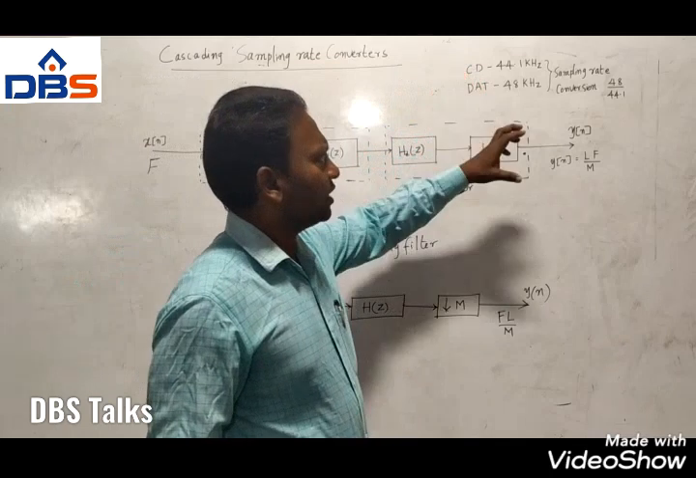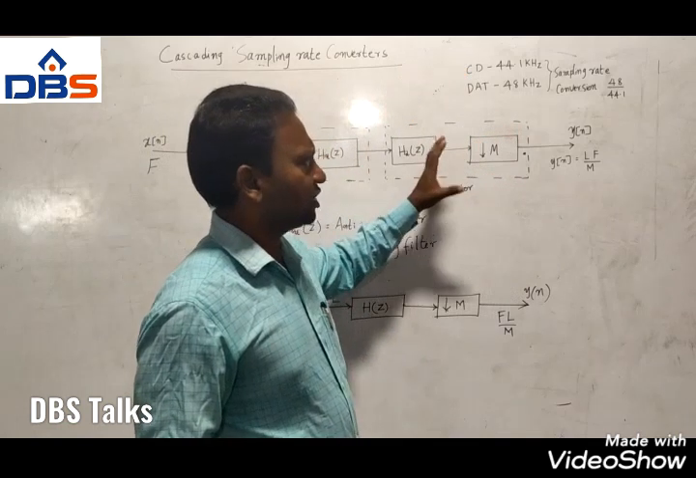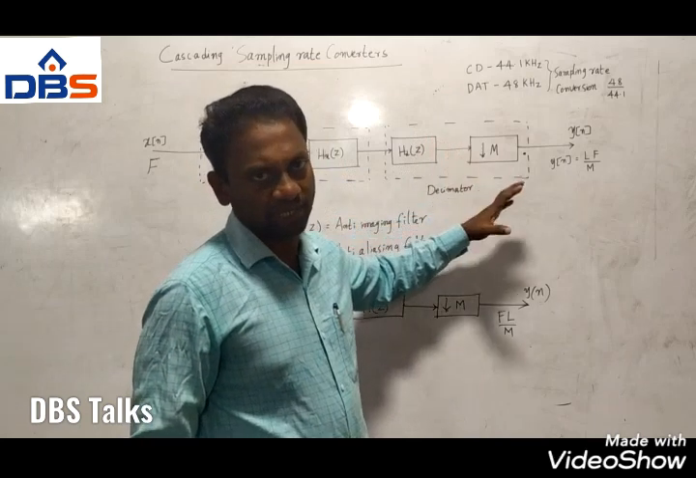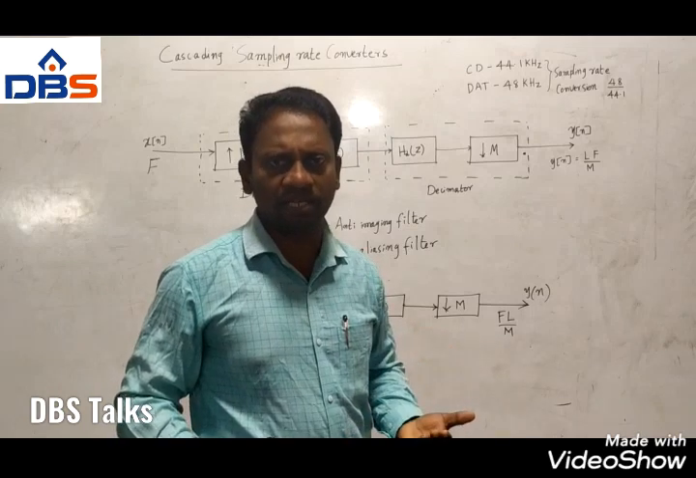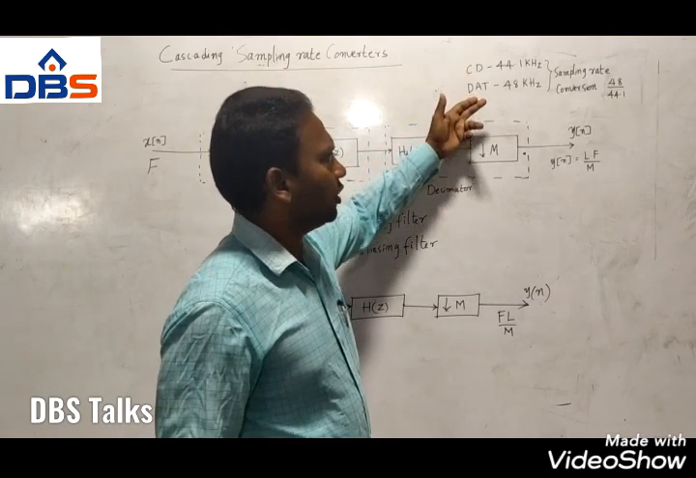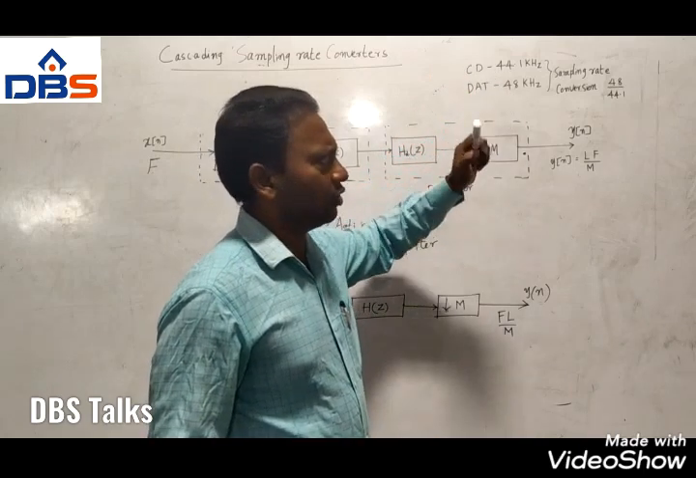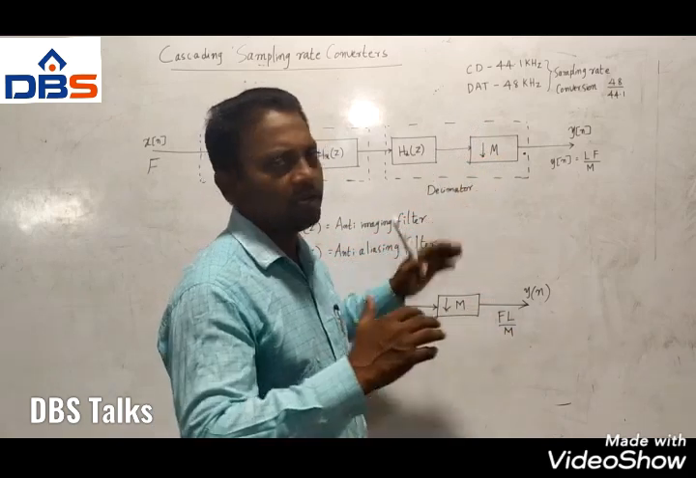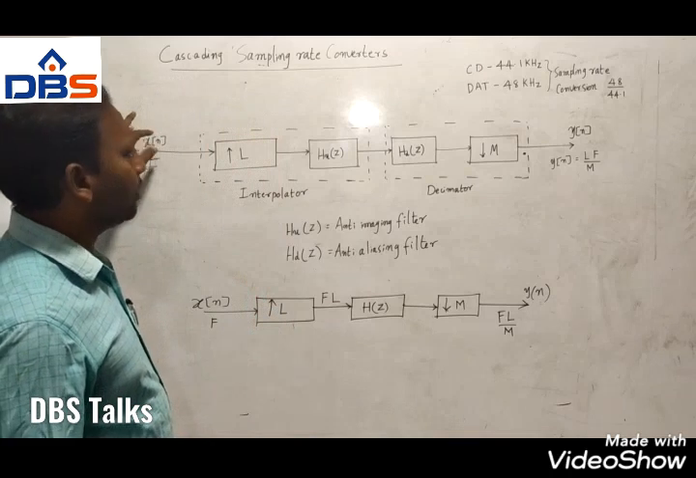Cascading sampling rate conversion means connecting the interpolator and decimator. The output of the interpolator is given as the input for the decimator. Sampling rate conversion means converting from one sampling rate to another sampling rate. In real time applications, we have seen that if you want to transfer the data from CD to digital audio tape, CD operates at this sampling frequency and digital audio tape works at this 48 kHz. So if you want to convert from one sampling frequency to another, we need sampling rate converters. Now x of n is the input sequence.